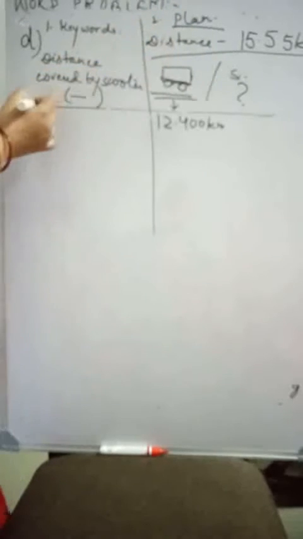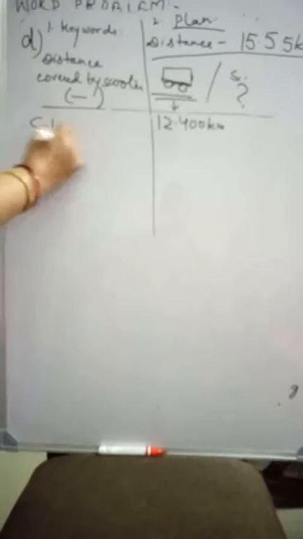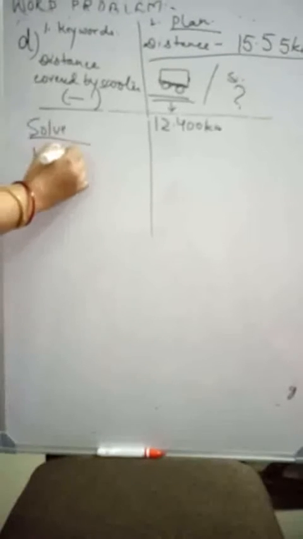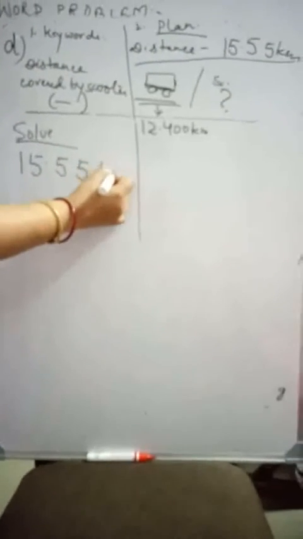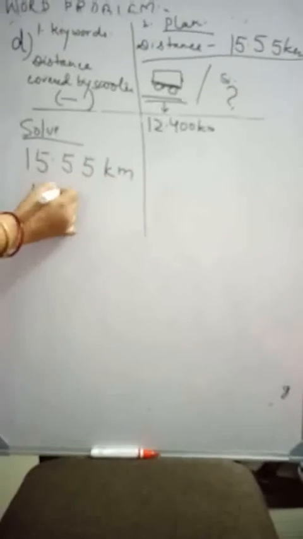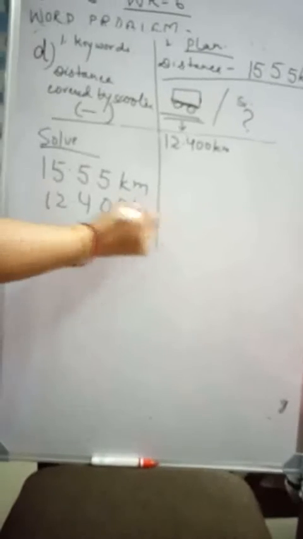So here distance covered by scooter is what? So here what we will have to do? We will have to subtract 15.55 kilometer with 12.400 kilometer. We will do the simple subtraction. Correct? Now let us start to write down the statement.